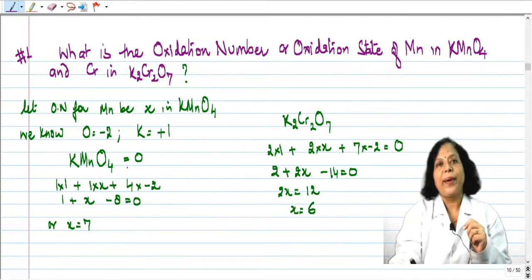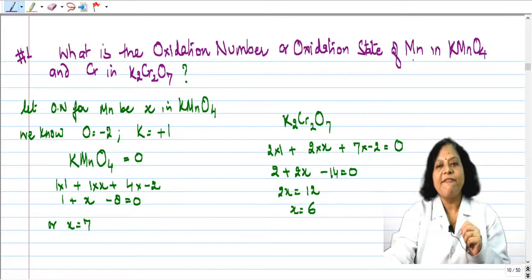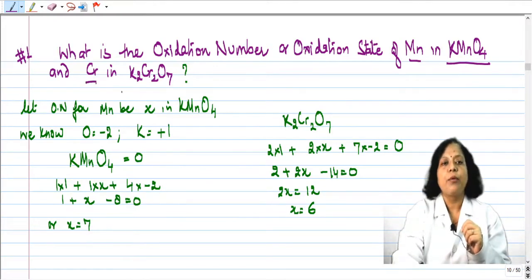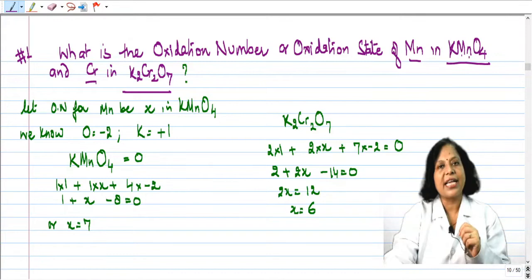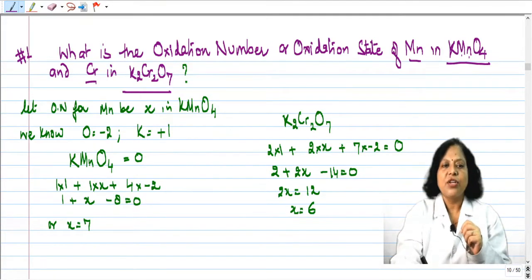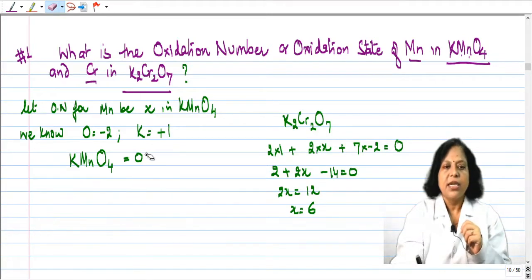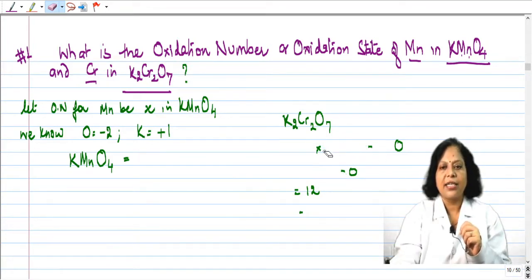Now, the question is you have to find out the oxidation state of manganese in KMnO4 and chromium in potassium dichromate. Okay, so we consider them as X. So over here, Mn is X. I have written X so that it is easier, and I'll solve it so that it becomes easier. Okay, now look here.